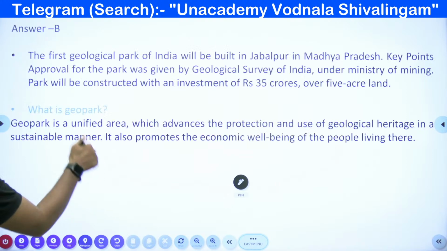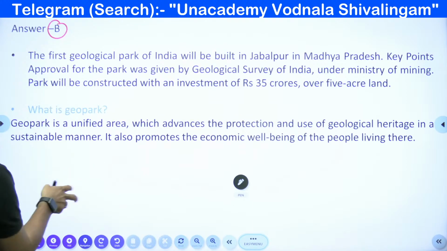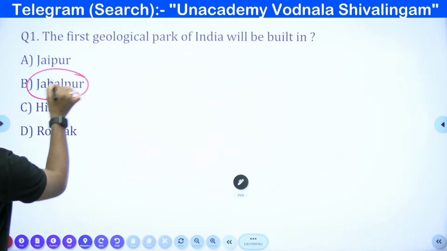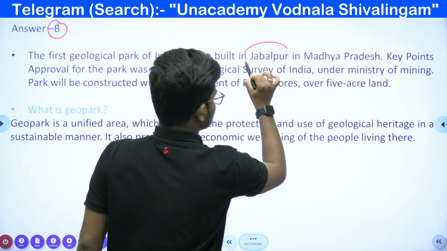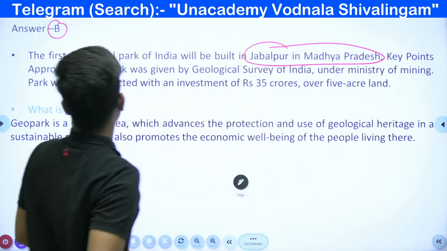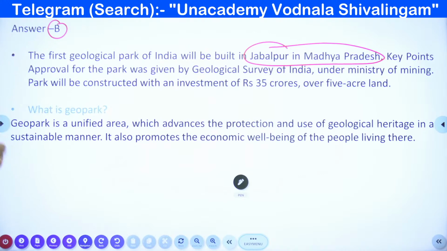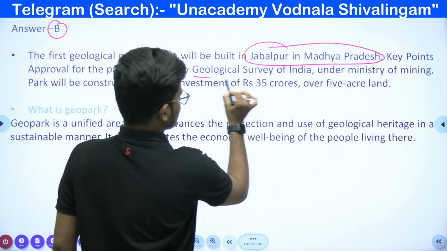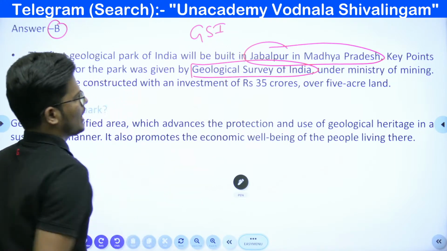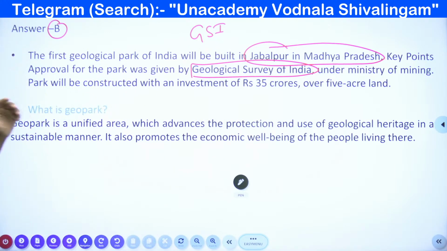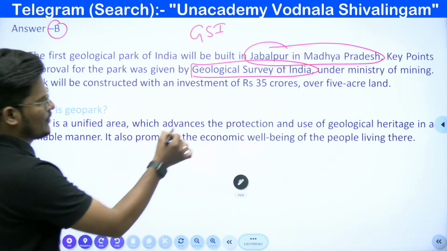So the answer is option B, Jabalpur is the place. The first geological park of India will be built in Jabalpur, Madhya Pradesh. The approval for the park was given by the Geological Survey of India, under the Ministry of Mining. The park will be constructed with an investment of how much?